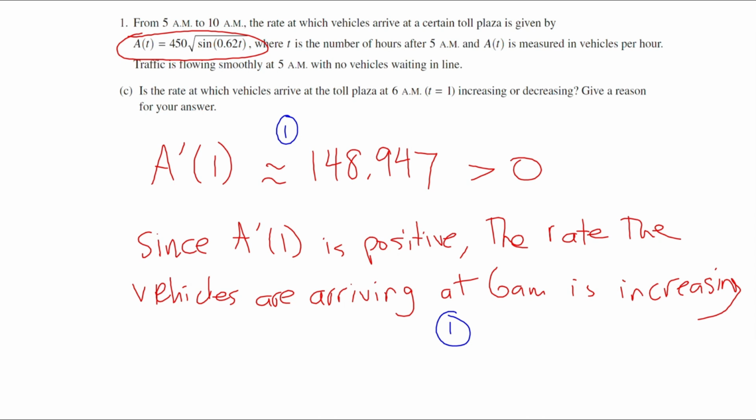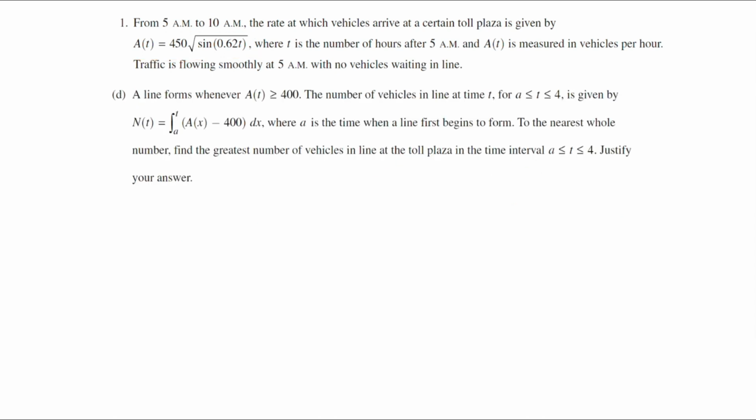So we got 5 points here between parts A, B, and C, which means that our final part D is going to be worth 4 points. And now we're getting a little bit more complicated. We've got a line that is forming whenever A of t is greater than or equal to 400.